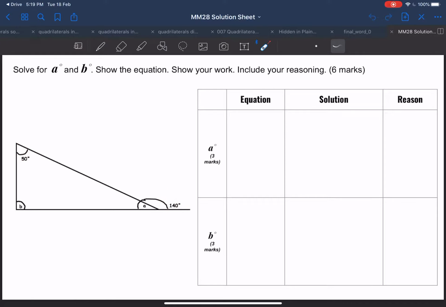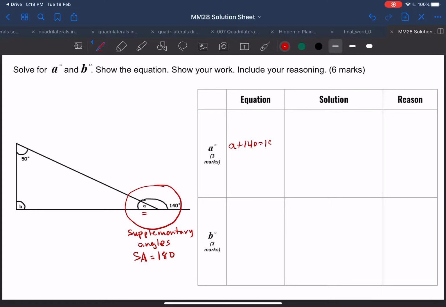You can choose different ways of solving this. Let's do it step by step. You see over here, this 140 you can use to solve for A, because these two angles are supplementary angles. And we know that supplementary angles, or SA, equals 180. So in your equation, you need to put in A plus 140 equals 180.